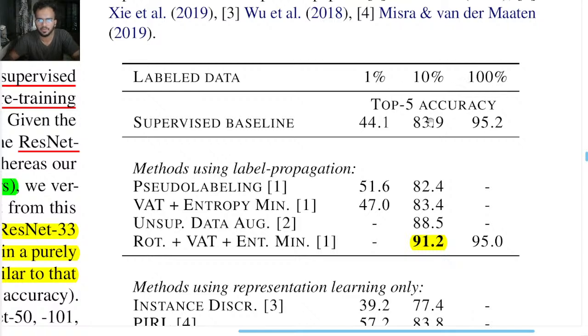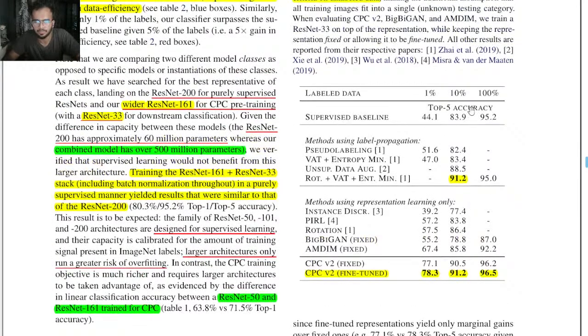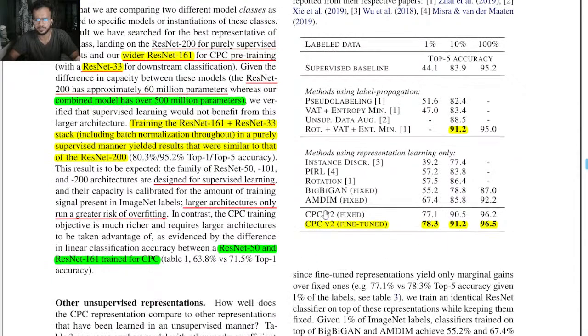So, labeled data, top 5% accuracy. Yeah, so we'll be comparing top 5 accuracy. All the other models, pseudo labeling, all the models that are mentioned here. When you use this particular combination, then only you get results which are equal to CPC v2 fine-tuned. So they provide here CPC v2 fixed, where the ResNet 161 is fixed, and the other one is not fixed, so it's completely fine-tuned. Your fixed CPC v2 touches all the benchmarks given here, apart from this combination, which gets 91.2.